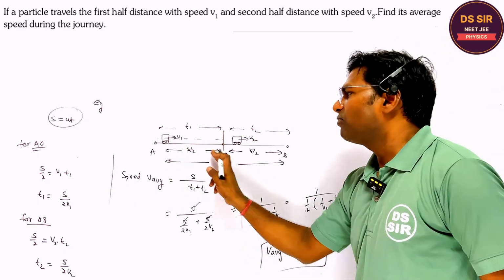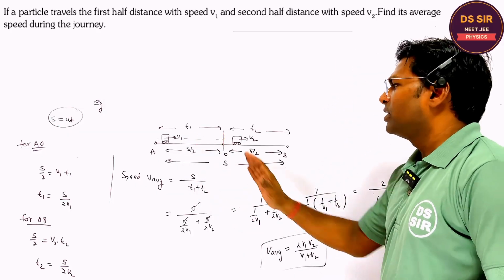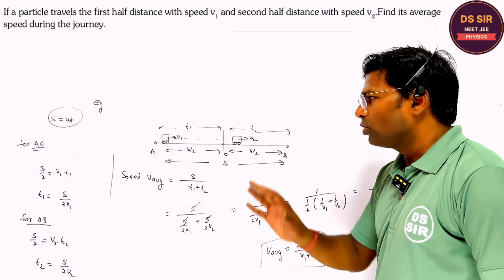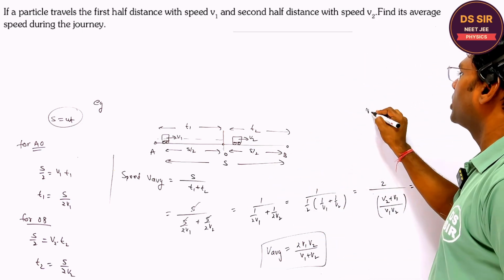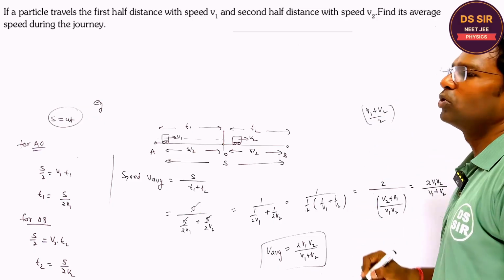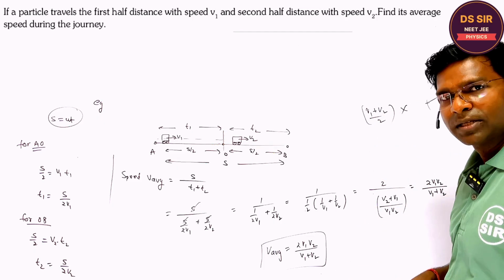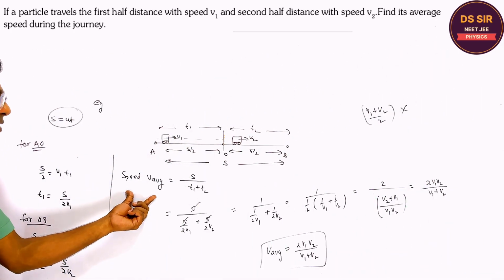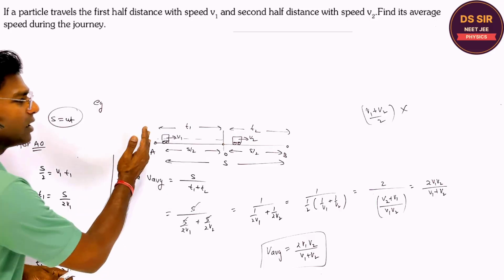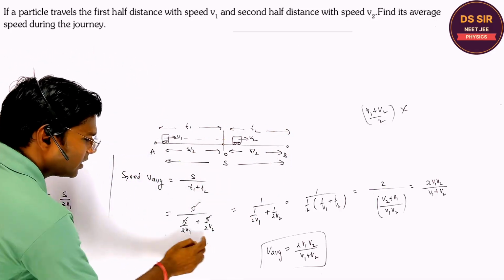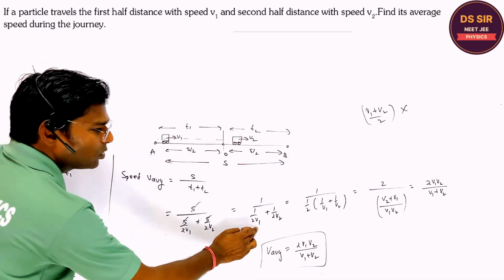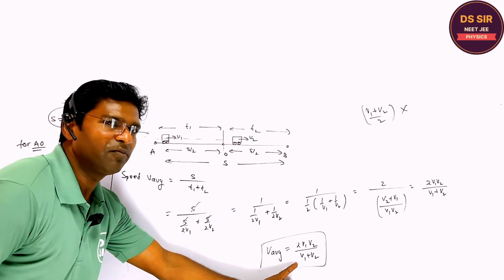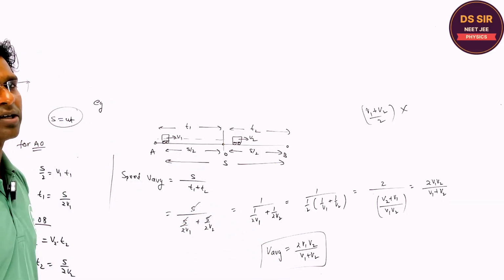If half of the path is covered by speed v1, the remaining half of the path is covered by v2, right? Although at the very first time the student thinks the average speed will be v1 plus v2 by 2, which is wrong. Are you getting it? We have to find it by the definition, total distance divided by total time. T1 is different, T2 is different. Find T1 and T2 separately, put the values, and you will get the average velocity or average speed. And this formula you have to remember to find the direct answer, right?